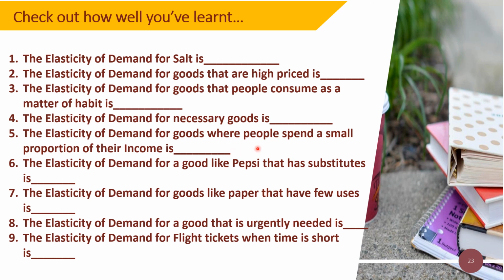The elasticity of demand for goods where people spend a small proportion of their income is relatively inelastic. The elasticity of demand for a good like Pepsi that has substitutes is relatively elastic. The elasticity of demand for goods like paper that have few uses is relatively inelastic. The elasticity of demand for a good that is urgently needed is relatively inelastic. Ninth one, the elasticity of demand for flight tickets when time is short is relatively inelastic.